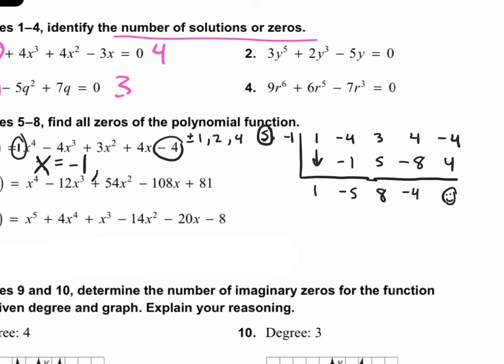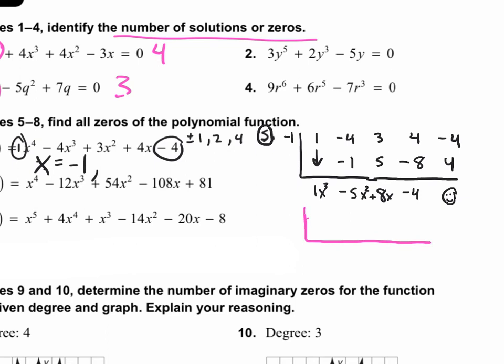Now what should we do? Make it a polynomial. So what do we start with? X cubed. So this is 1 x cubed minus 5 x squared plus 8 x minus 4. Can we factor this? No. So what should we do if it doesn't factor? Can we group it? No, we can't group it. So what happens if we can't group it? We do it again.